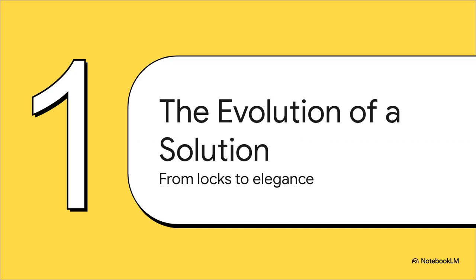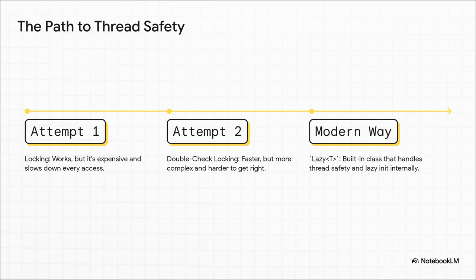So this exact failure sent developers on a quest to find a truly thread-safe solution. And that journey shows a really cool evolution in thinking, from pretty basic, brute force methods to a much more elegant and modern answer. The first try was pretty straightforward. Just slap a lock around the creation code. And hey, it works. But the problem is, locks are computationally expensive. They slow down every single request for the instance, even long after it's been created.